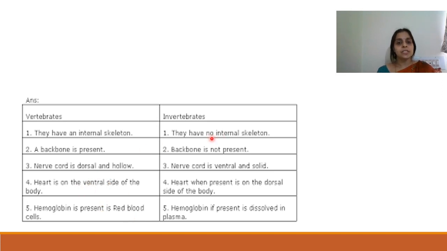Coming to invertebrates, they do not have an internal skeleton. Backbone is not present, so it is absent. The nerve cord is ventral in position and it is solid. The heart, when it is present, is on the dorsal side. Hemoglobin, if present, is dissolved in plasma.